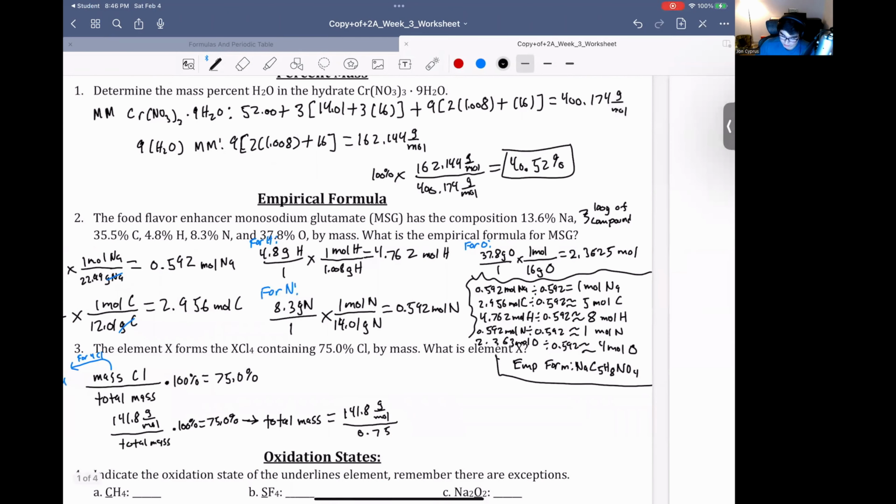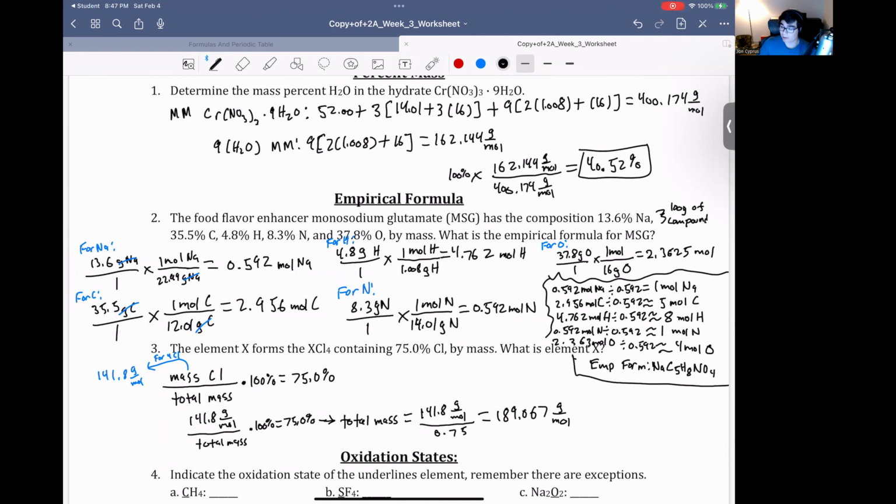So now what we can do here is just plug this in. The total mass ends up being 189.067. Now, why is this important? Because this tells us what the total mass is, where we can take the chlorine mass, subtract it from here, and find what the mass of just element X is. So we're going to find the element X weight.